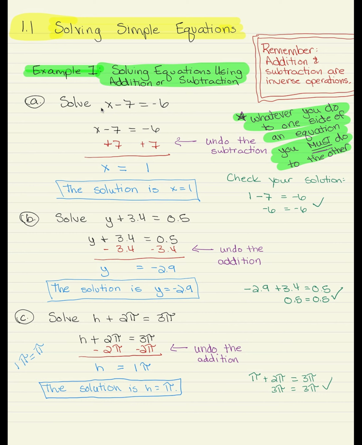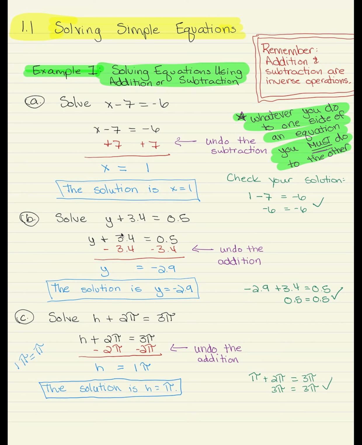We want to get the x alone. Well, the opposite of minus 7 is plus 7. So you can see that I've added 7 to both the left side and the right side of the equation. We get a solution of x equals 1. You can always check your work by substituting that value of x. So we'll have 1 minus 7, which is negative 6. That's what I expected. In example B, y plus 3.4 equals 0.5.